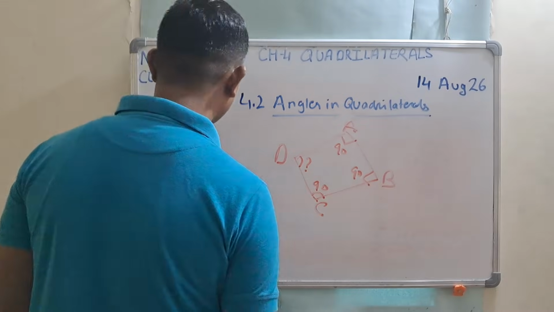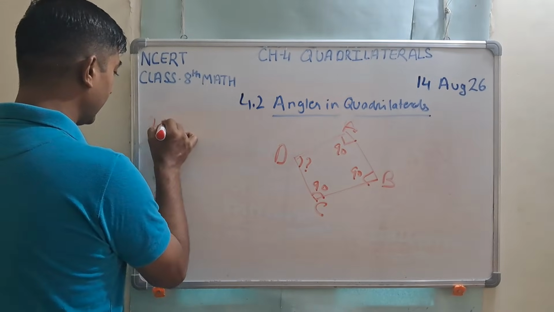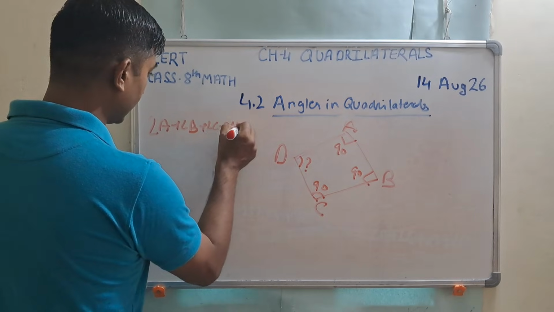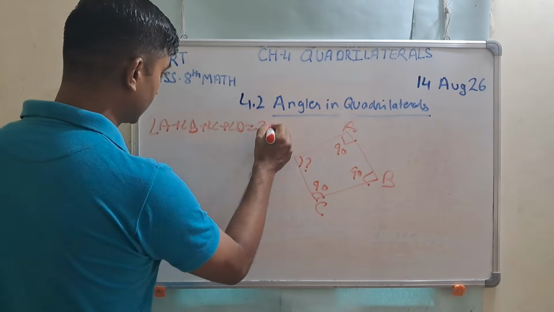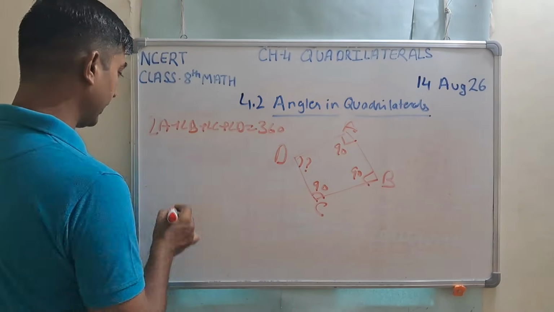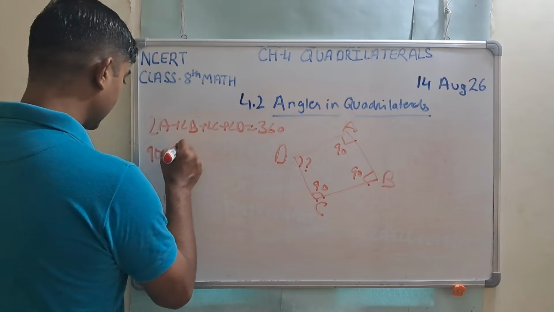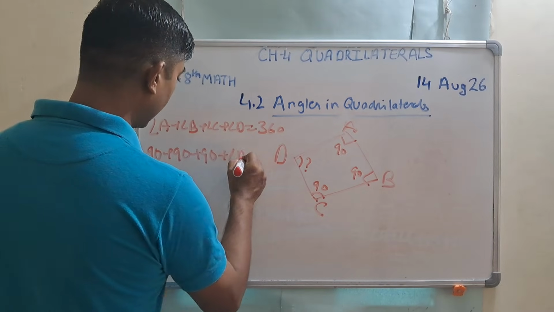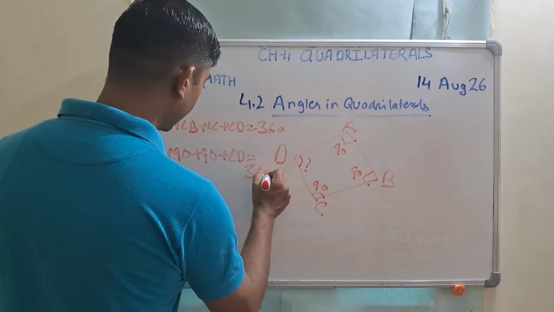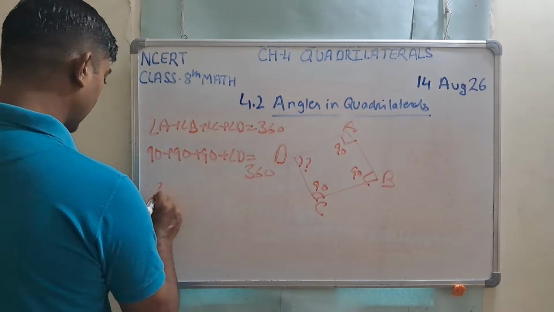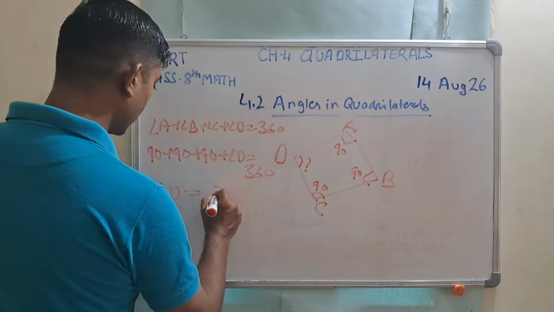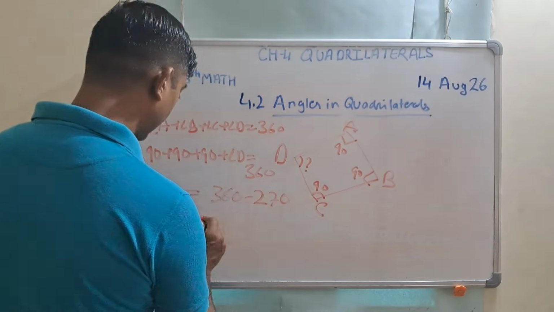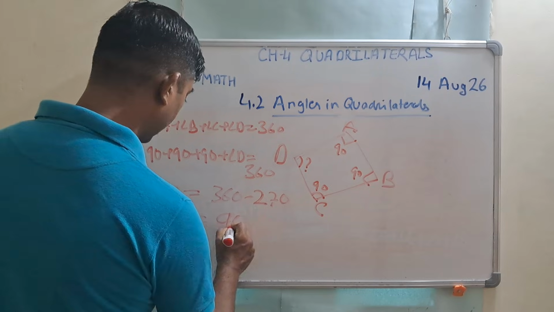So what we have seen till now is that angle A plus angle B plus angle C plus angle D is equal to 360. So we put all the values: 90 plus 90 plus 90 plus angle D equals 360, and angle D is equal to 360 minus 270, that is 90 degrees.